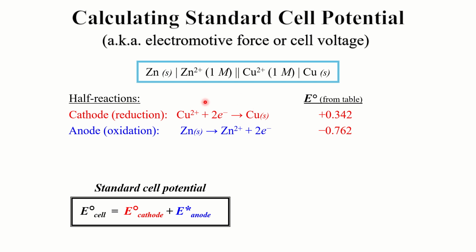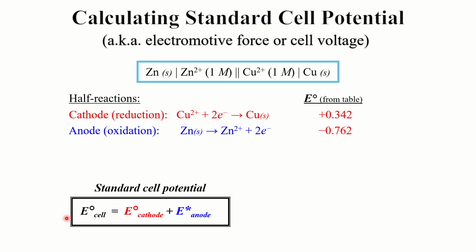Now what you would do in this problem is you'd likely be provided some sort of table. So you would look up these two half reactions in the table and you would find their reduction potentials. Copper has a reduction potential of plus 0.342. Zinc has a reduction potential of negative 0.762. And then there's just one more thing to do.